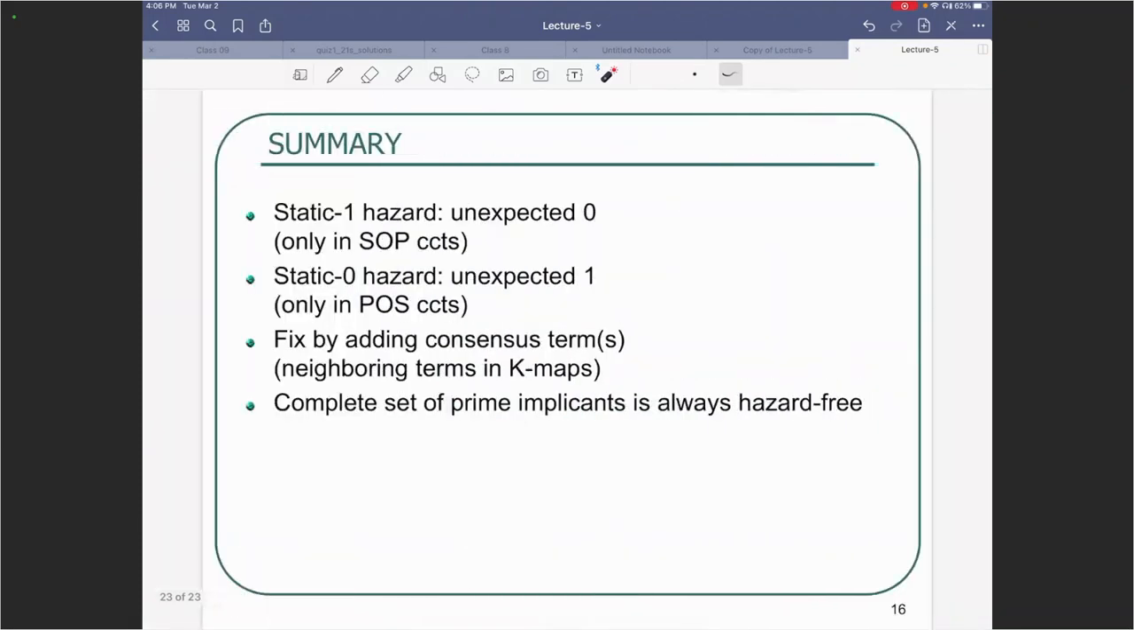Just to summarize the glitches and hazards topic, the terminology is what gets a little bit confusing. Static one hazard is an unexpected or accidental zero. It will happen only in SOP circuits. Static zero hazard is an accidental one that could happen only in product of sums circuits. And you fix those static hazards by adding the consensus term or the RPIs. And the last statement is the same statement that we started off with, which is that a set of prime implicants is always going to be hazard free because we would have all the prime implicants, which means all the RPIs as well.